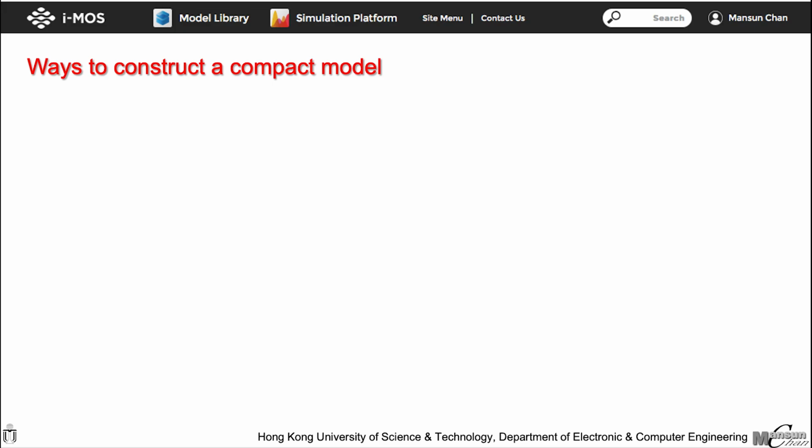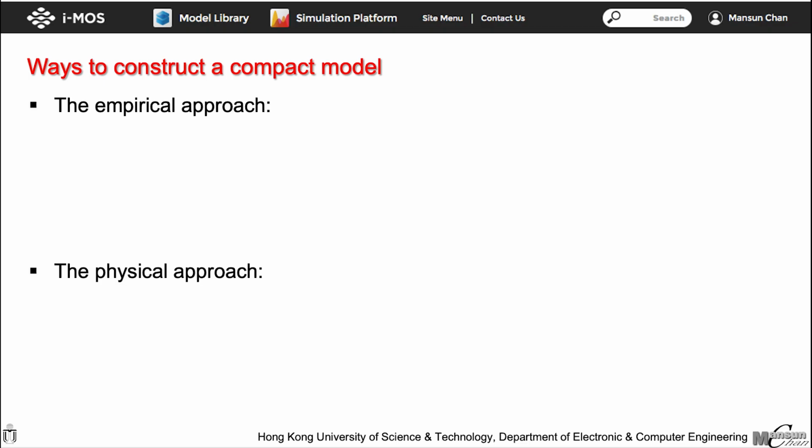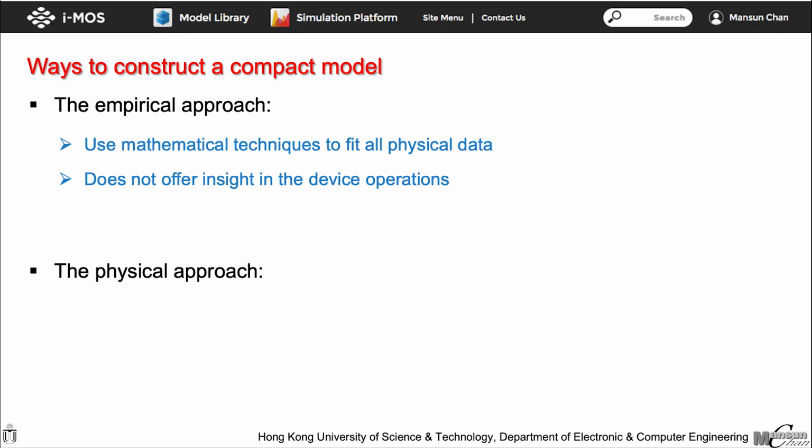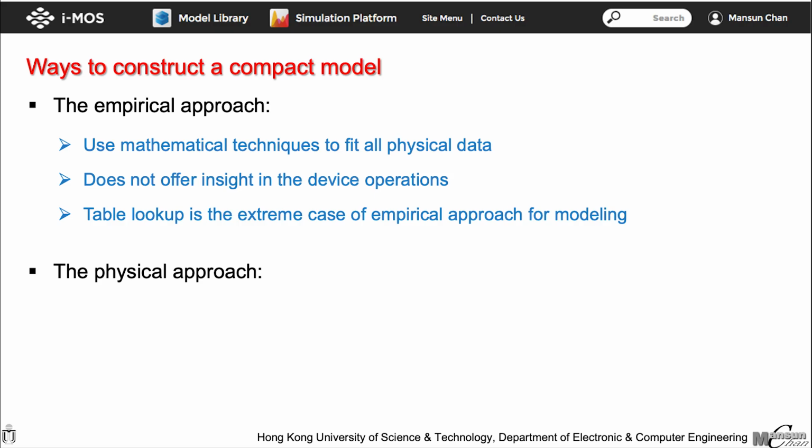In general, there are two different approaches to developing compact models: the empirical approach and the physical approach. In the empirical approach, the goal is to fit all measurement data accurately using the most suitable mathematical function. While this type of mathematical model can fit experimental data quite well, it does not offer much insight into the operation of the devices. It's worth noting that a table lookup model is an extreme case of an empirical model.